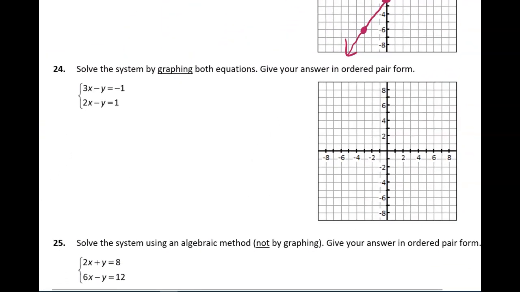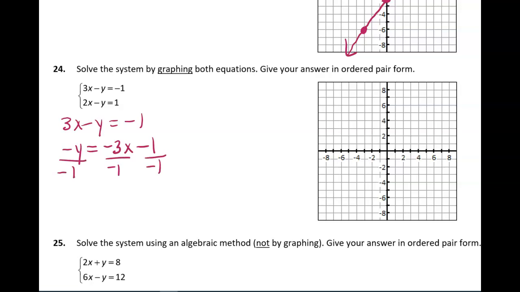All right, now number 24, solve the system by graphing both equations. So we're going to graph 3x minus y equals -1. We need to solve that for y. So y equals -3x minus 1. And in order to solve for y, we need to divide all terms by -1. So that's y equals +3x plus 1. All right, that is going to give us a y-intercept of (0, 1) and a slope of 3, which is 3 over 1. So up 3 for every over 1.